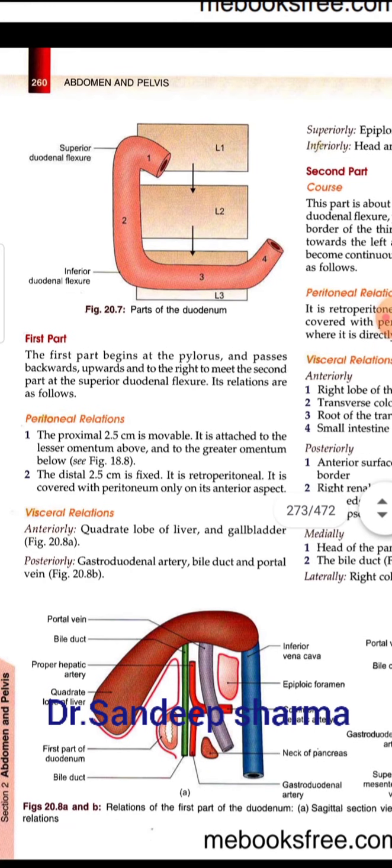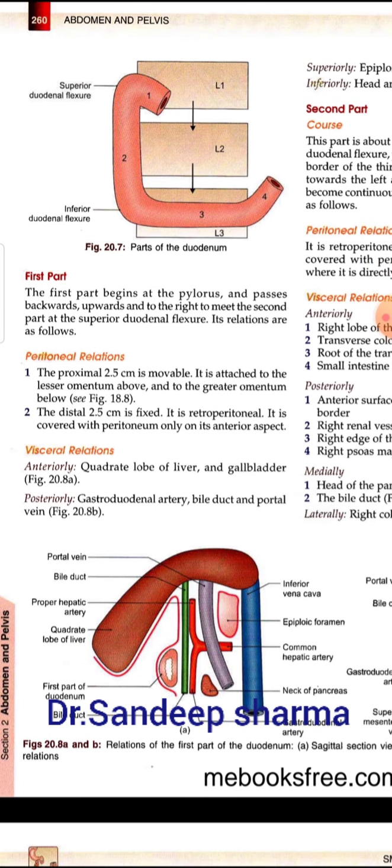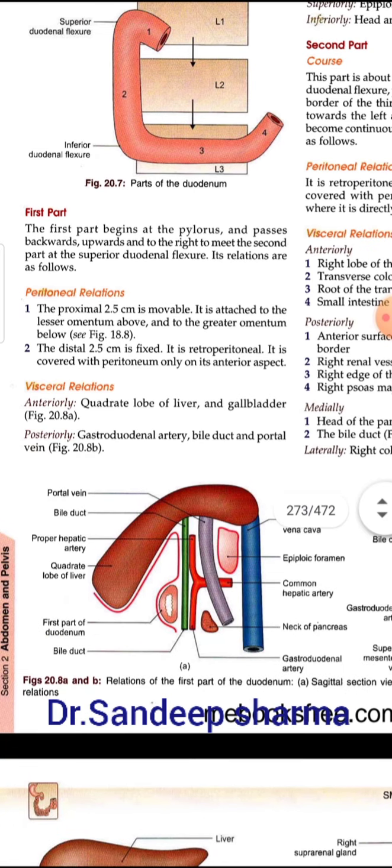You can see it in the diagram also. It is 5 centimeter. The proximal 2.5 centimeter is movable and the distal 2.5 centimeter is fixed. This is important over here. Regarding the relations of the first part of the duodenum: anteriorly it is related to the quadrate lobe of the liver and gallbladder. Posteriorly it is related to the gastroduodenal artery, bile duct and portal vein.